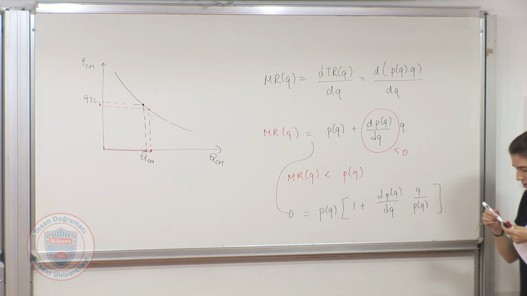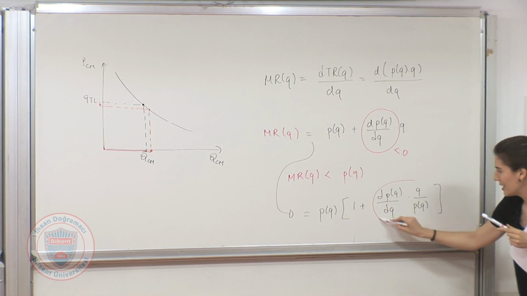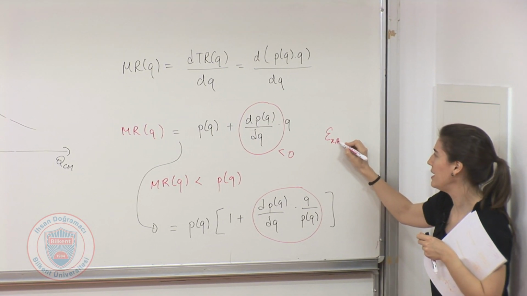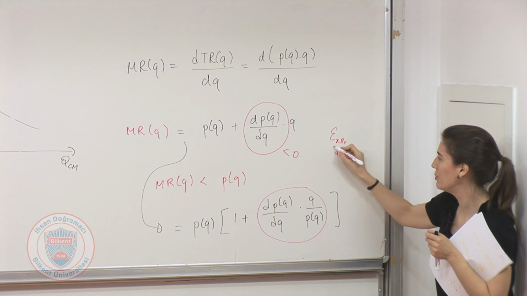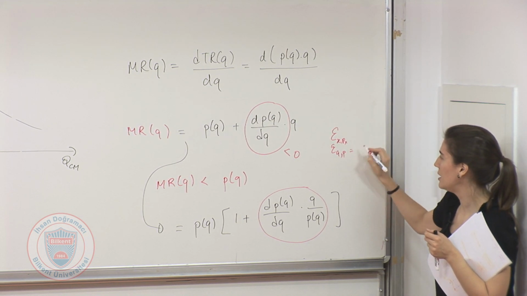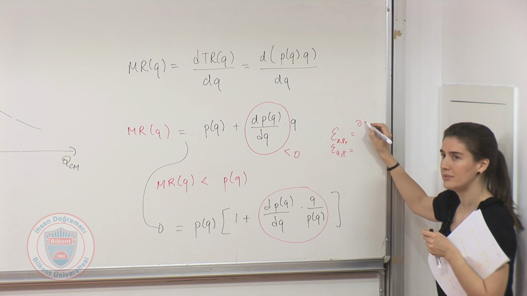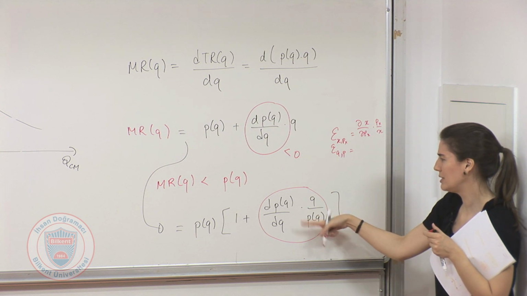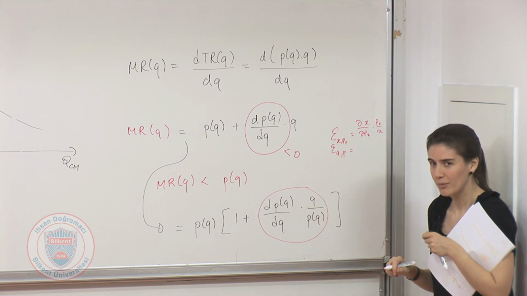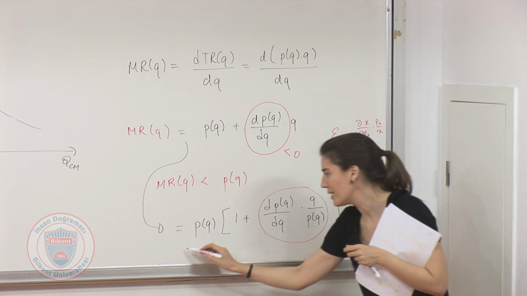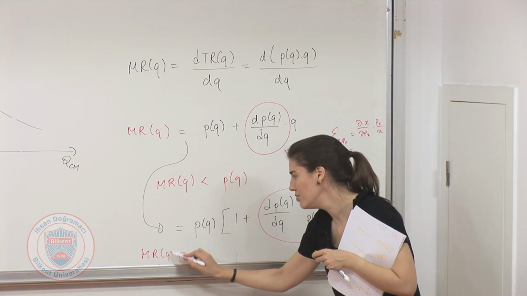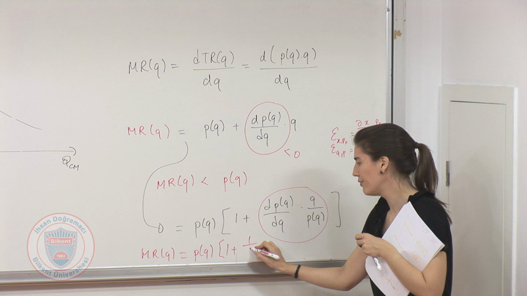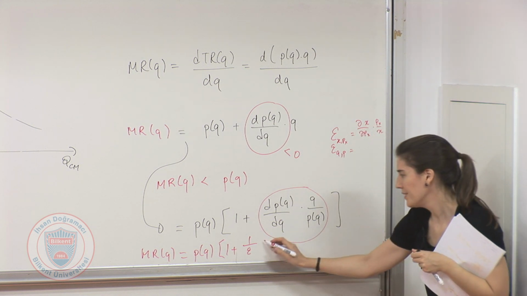What does this look like? Elasticity. Remember, elasticity was del X over del PX times PX over X. Now instead I have Q and P, which is perfectly fine. So this is 1 over elasticity. So you can write that marginal revenue is equal to P(Q) times 1 plus 1 over elasticity.